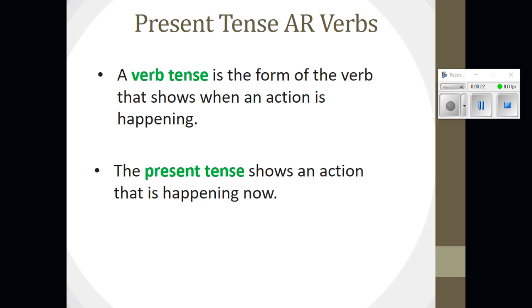It says a verb tense is the form of the verb that shows when an action is happening. And the present tense, of course, shows an action that is happening now. So it's in the present. Pause the video and answer the first two questions on Part A of your note guide.